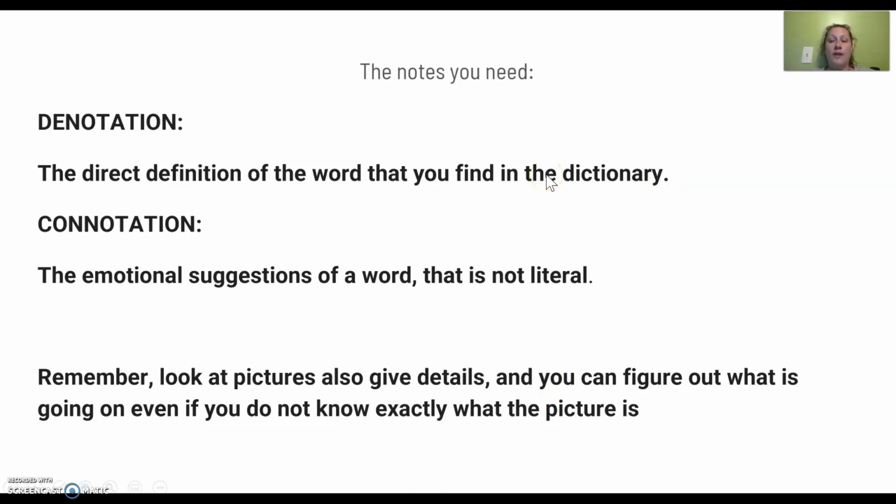So, go ahead and open up your assignment and go ahead and look at your mastery check and see what is going on.